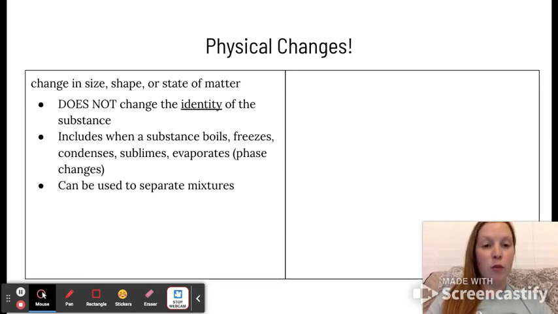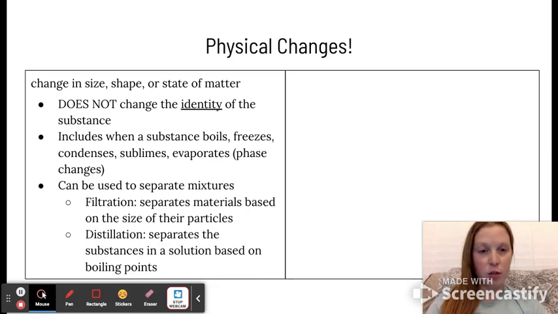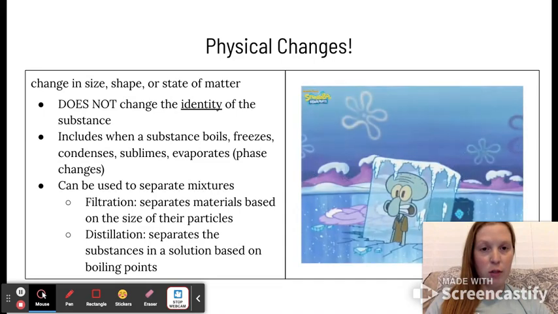Some other examples are breaking, cutting, grinding. So if you take a piece of paper and rip it up into smaller pieces, it's still paper. You've just changed the size. So that's what makes it a physical change. And again, it can be used to separate your mixtures. We just went over filtration and distillation, so you can look over those definitions.